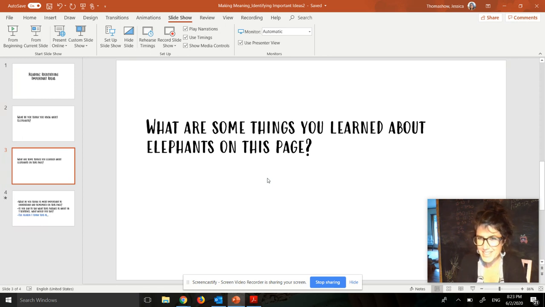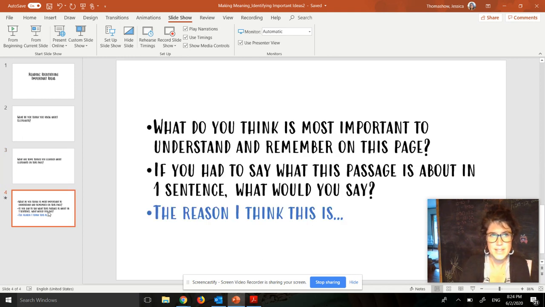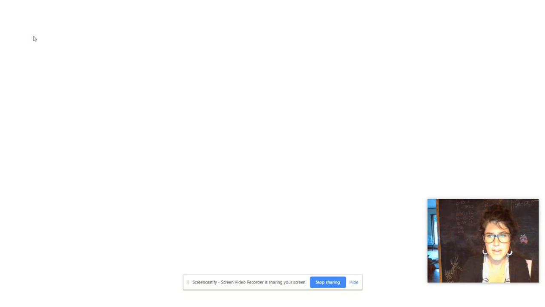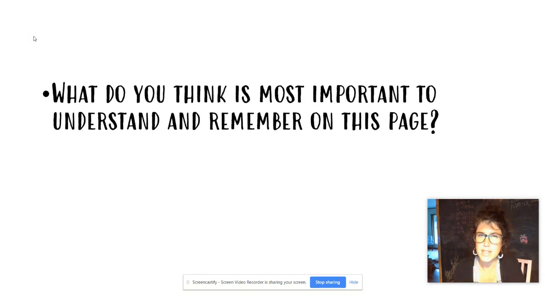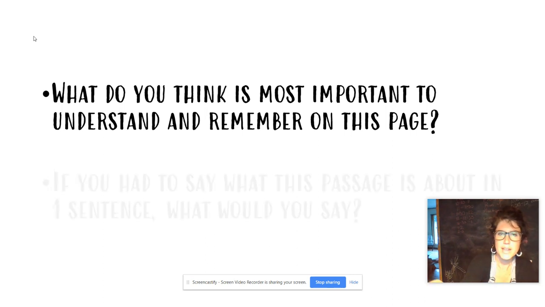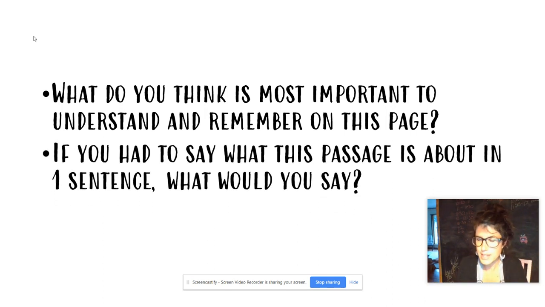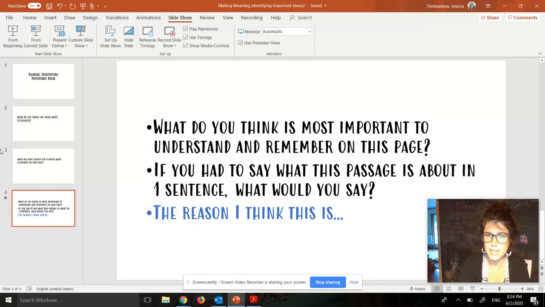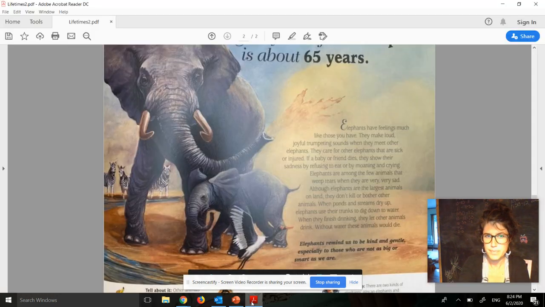Okay, so now I'm gonna read it a second time. This time, as I read it, please try to think about, what do you think the most important thing to understand and remember on this page that I'm about to read? In other words, if you had to say what the passage was about in one sentence, what would you say? So think about that as I reread the page.